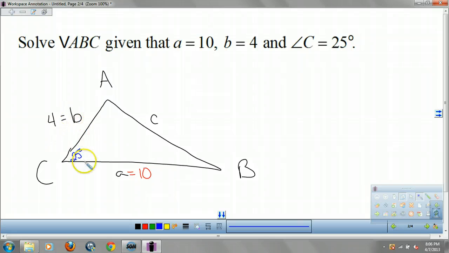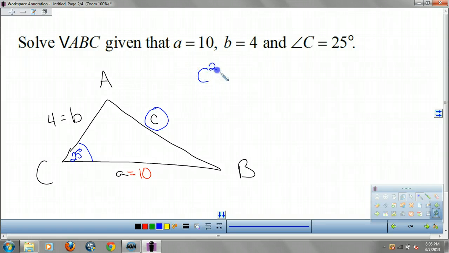See how we have that side, angle, side? Can't use law of sines. Gotta use law of cosines. Okay. So you gotta go with the one. We know angle C, right? So let's try to find this guy first.